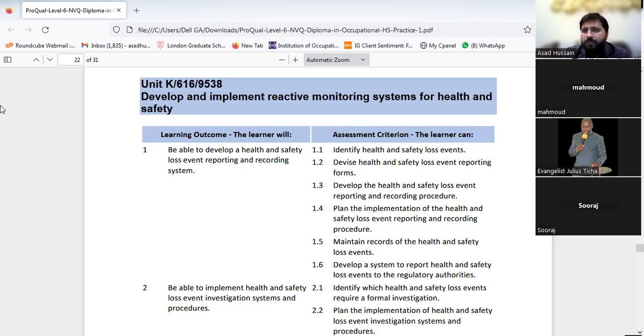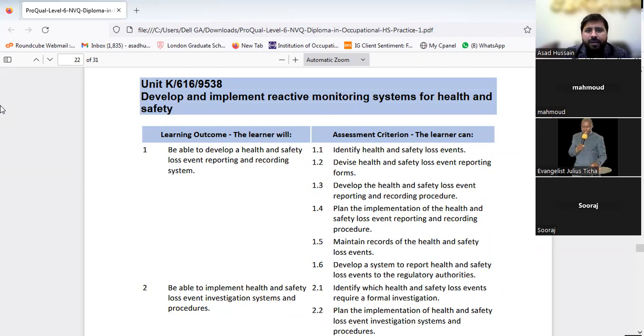In the first learning outcome, we have 6 assessment criteria. In the second learning outcome, we have 7 assessment criteria. In the third learning outcome, we have 2 assessment criteria. And in the fourth learning outcome, we have 5 assessment criteria. And the last learning outcome, number 5, has 6 assessment criteria. To successfully achieve this unit, we have to make sure that we have met these assessment criteria.